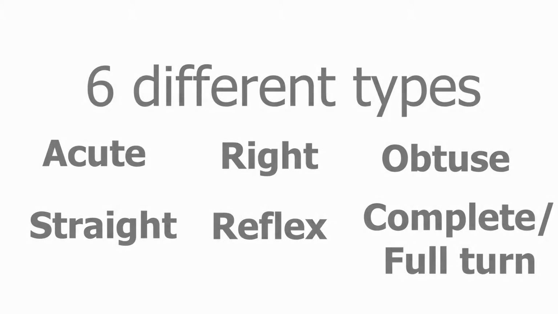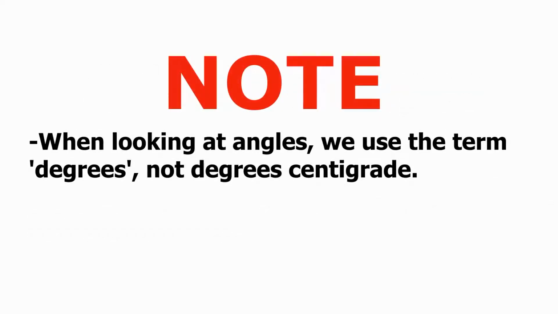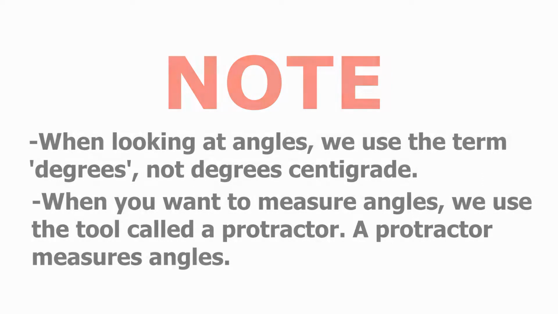But a quick note for all of you: when looking at angles, we use the term degrees, not degrees centigrade, just degrees. And when you want to measure angles, you use the tool called a protractor. A protractor measures angles. So let's look at the acute angle.